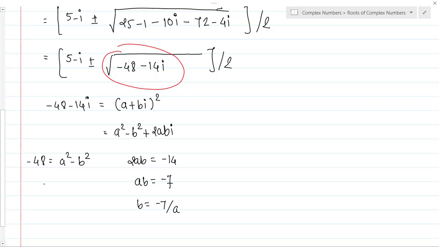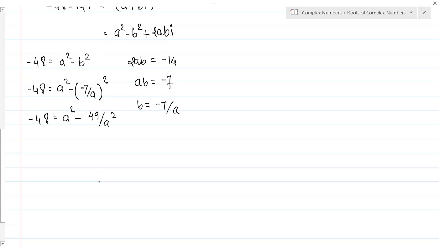Now let's substitute it here on this side. Minus 48 equals a square minus (minus 7 by a) whole squared. It is equal to a square minus 49 upon a square, which equals minus 48. So let me multiply throughout the equation by a square. So I will be getting minus 48 a square equals a to the power 4 minus 49.